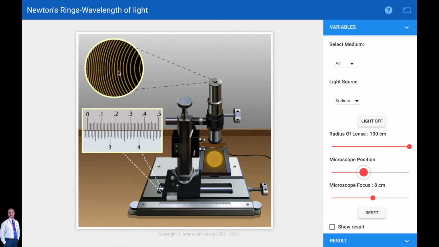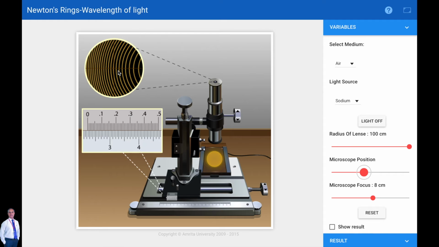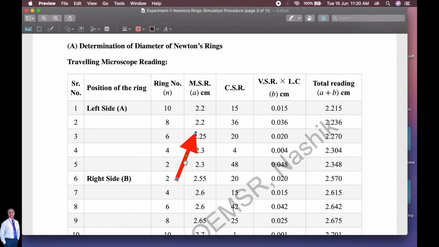Here this is the 9th and this is the 8th ring. Okay, so I have set again, same kind of observations you have to note down. So for the 8th it is 2.2, again 36, and so on. Likewise you have to complete this table for the 10th number of ring, 8, 6, 4th and 2.